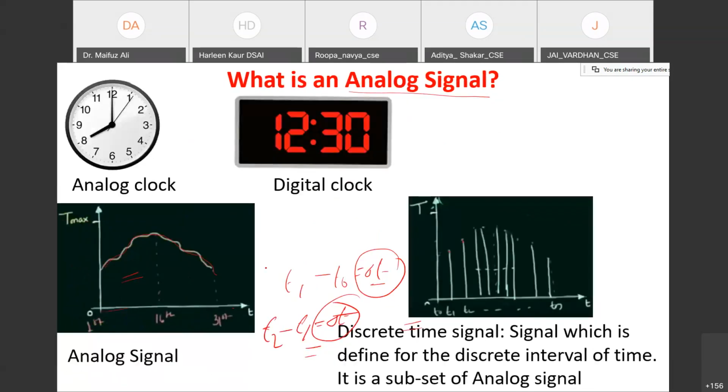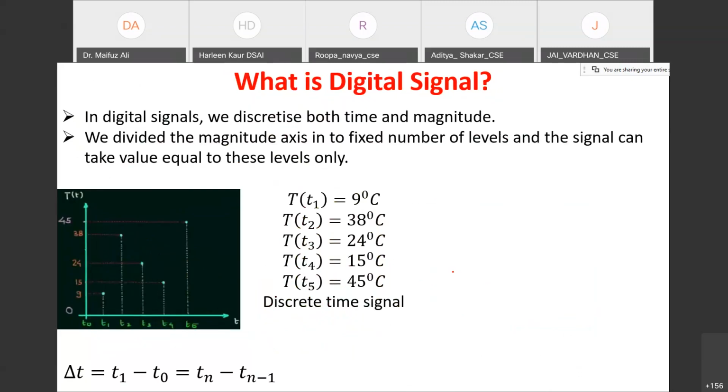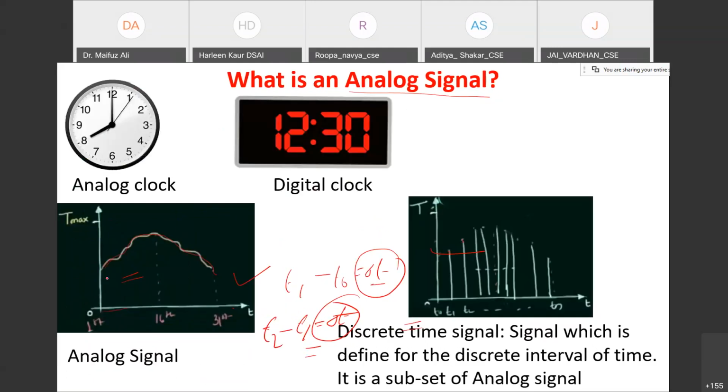So this is the analog signal. This is the discrete time signal. In a discrete time signal, you are taking the temperature at discrete time intervals. Then what is the digital signal? A digital signal is discrete; we discretize both in time and magnitude. An analog signal is continuous in time and continuous in temperature. Here we are discretizing time, but we are taking the temperature at the same value.